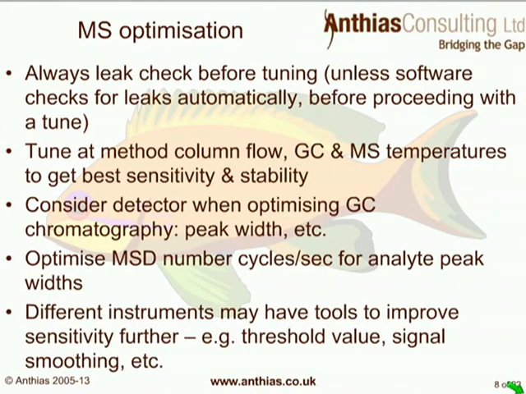So we should be optimizing on a mass spectrometer the number of cycles per second for the analyte peak width. So have a look, what's your average peak width from your chromatogram? Is it 3 seconds, 6 seconds, or 1 second? Different instruments may also have different tools to improve the sensitivity further. For example, we might be able to optimize the threshold value. We could go and do some signal smoothing, etc.